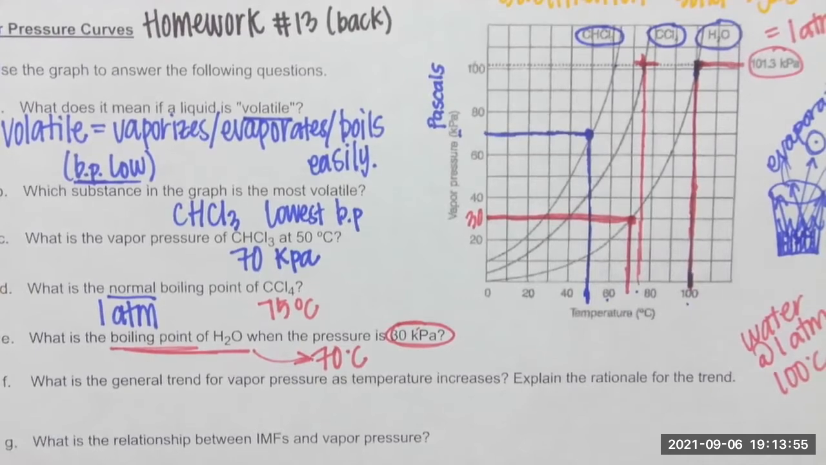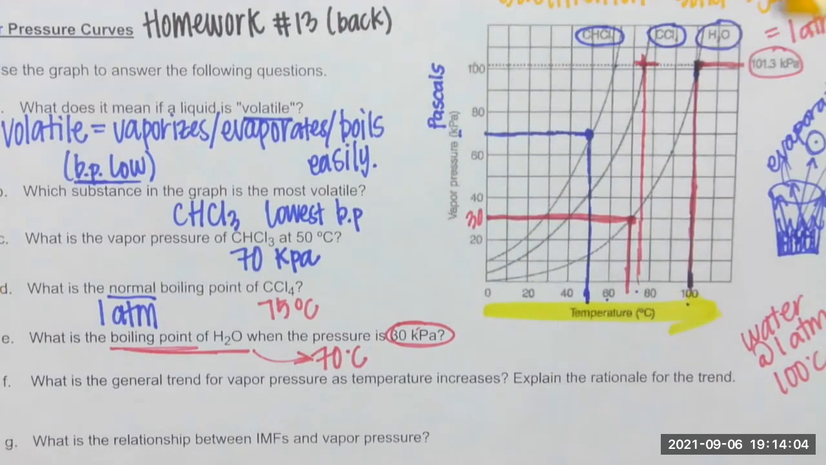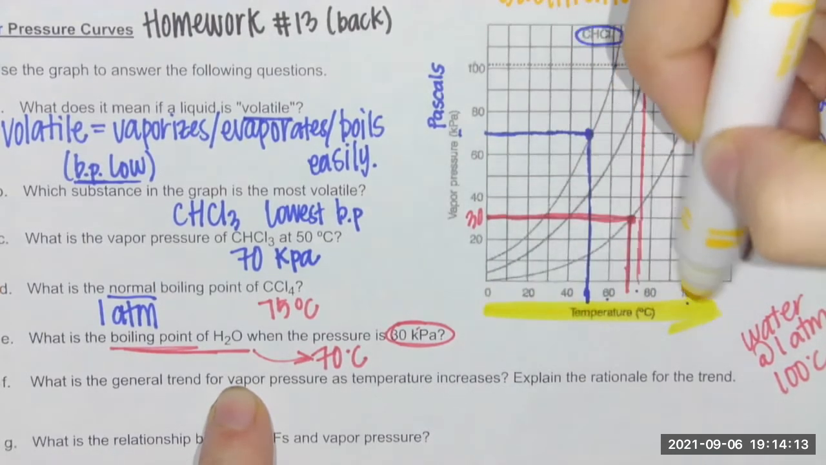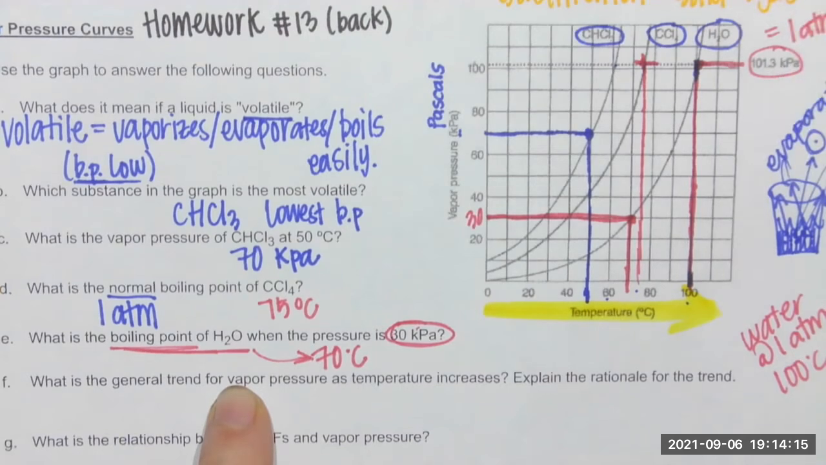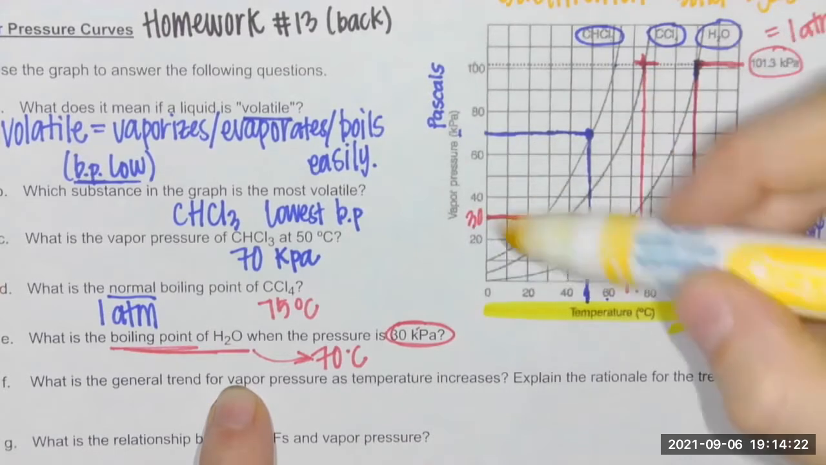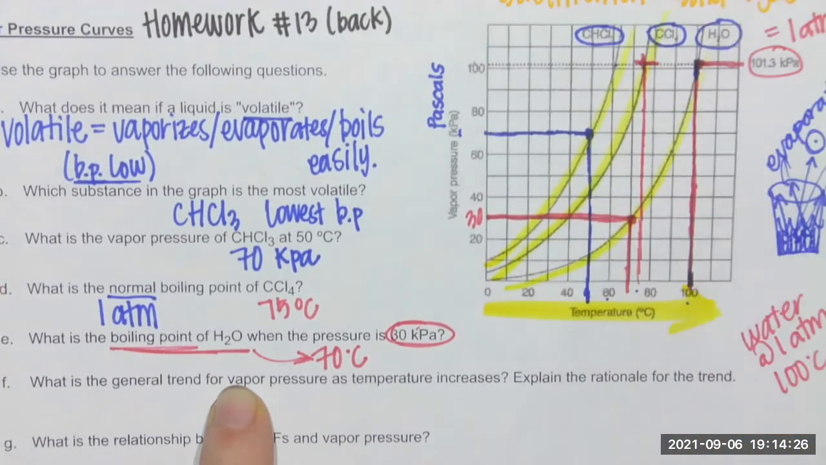What is the general trend for vapor pressure as temperature increases? So as my temperature is going up and up and up this way, my vapor pressure, what is it doing? Well, the higher the temperature, the more energy is available to convert the liquid to the gas state. So it makes sense that our pressures are also going up, up, up.